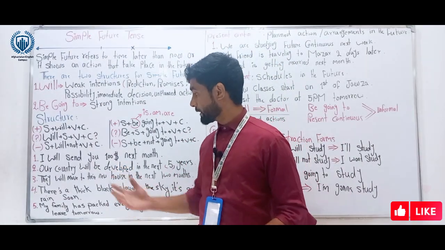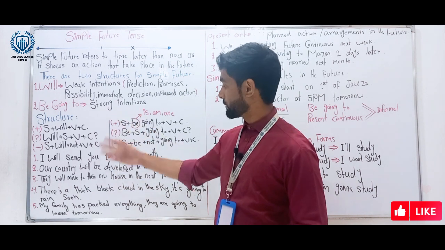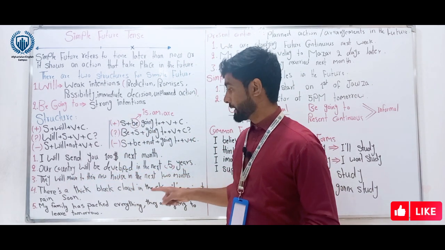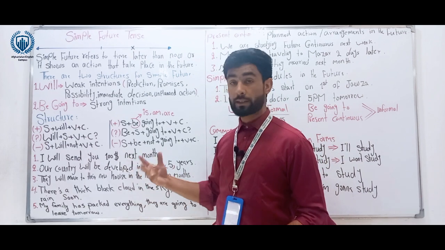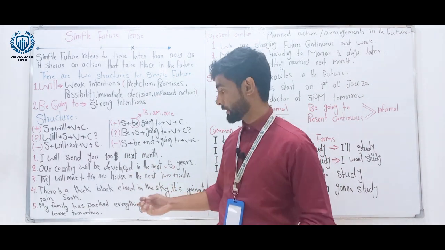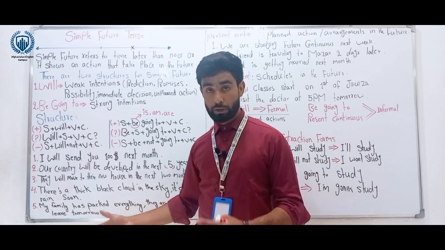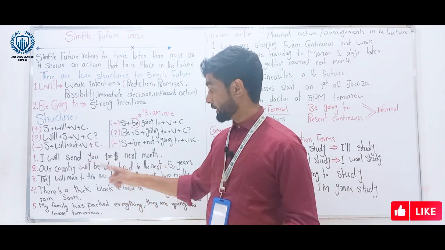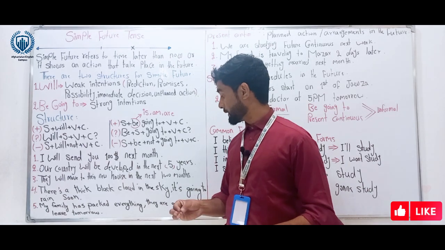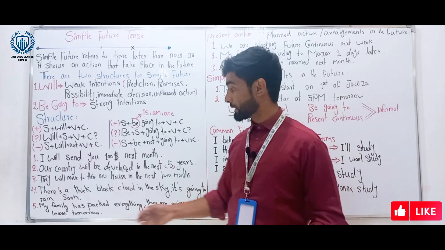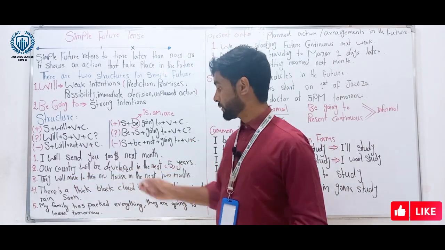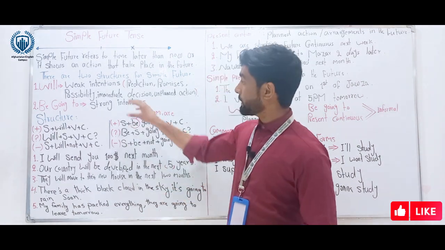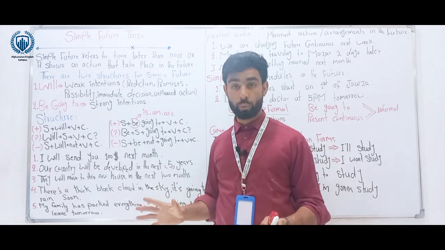Okay, and come to the third example. The third example is about possibility. They will move to their new house in the next 2 months. It shows a possibility. It can be changed to a question by bringing will in the beginning. Will they move to their new house in the next 2 months? And we can make it negative. They will not move to their new house in the next 2 months. Okay, it was about will with weak intention.